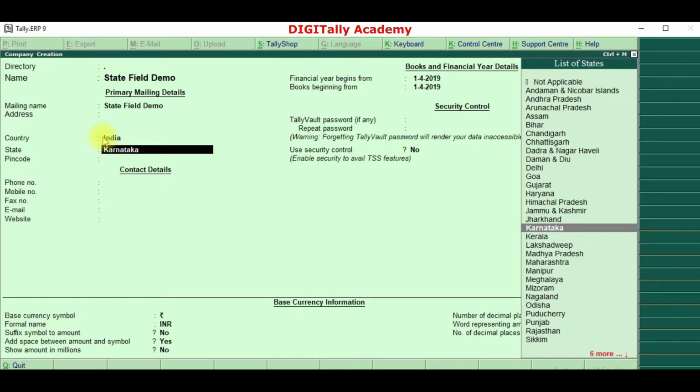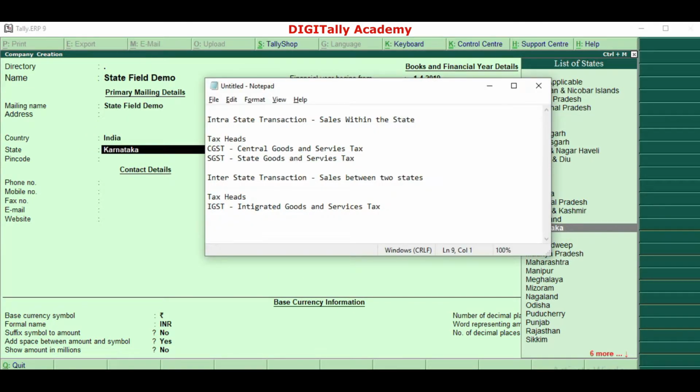Now what is the importance of state? The importance of state is that it makes a crucial decision on what type of transaction it is. As we all know, there are two types of transactions under GST: one is intrastate transaction, another is interstate transaction. Intrastate transaction means sales happening within the state, that is, buyer and seller both are in the same state.